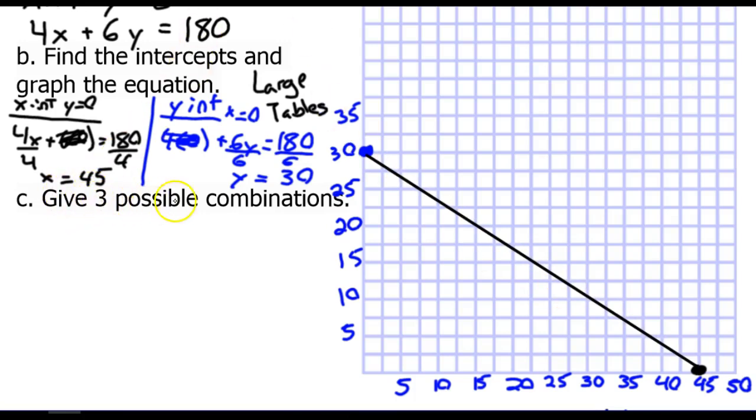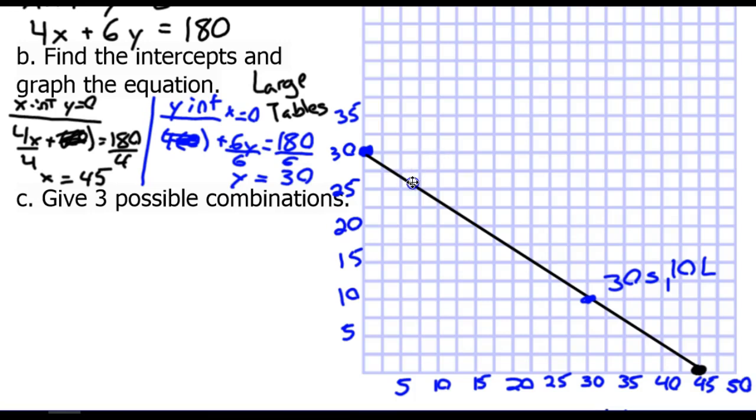So now it says give 3 possible combinations. Well, I'm going to look for some points. Here I have a point, and that's at about 7. Well, let's see if we can find a different point, because that looks about a half. I can't have half a table. Here looks like a good point. So this one we have 30 small tables and 10 large tables.